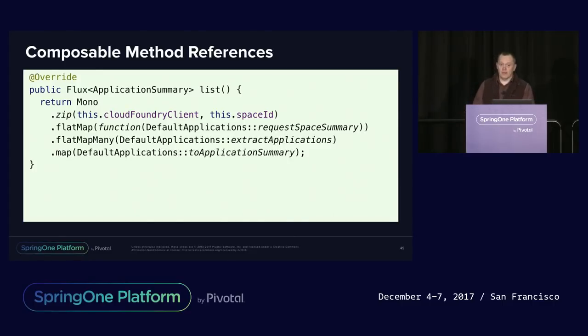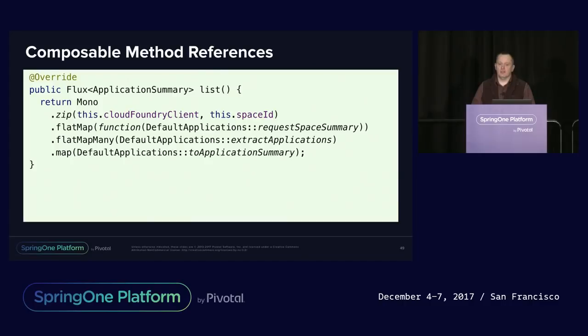So if we use this as an example of that, I'm getting an application summary. Now, even if you don't know anything about Cloud Foundry, I think you can follow the logic of this statement here. I'm going to start with a Cloud Foundry client and a space ID, some things that I need. I'm going to pass that information in to get a request space summary. Don't know what that is, doesn't matter.